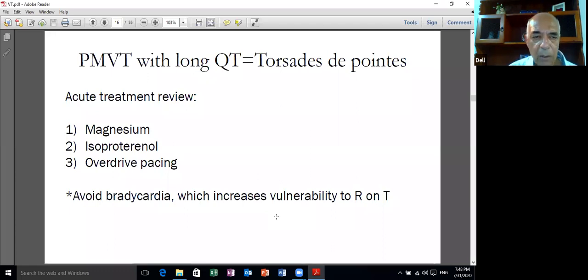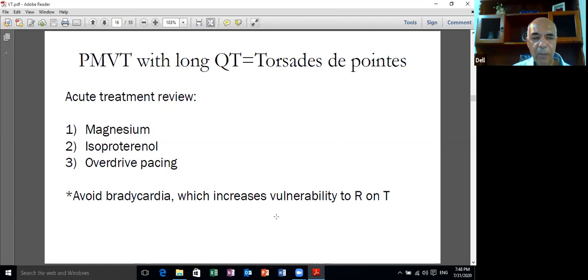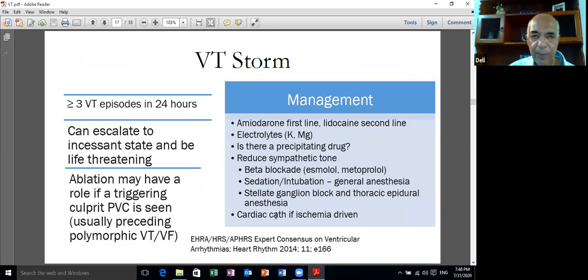So you need to give the patient magnesium. You need to increase the heart rate by isoproterenol, that's pharmacological pacing, or you pace the patient by a temporary wire, and you avoid bradycardia, which increases the vulnerability for producing an R on T phenomenon.